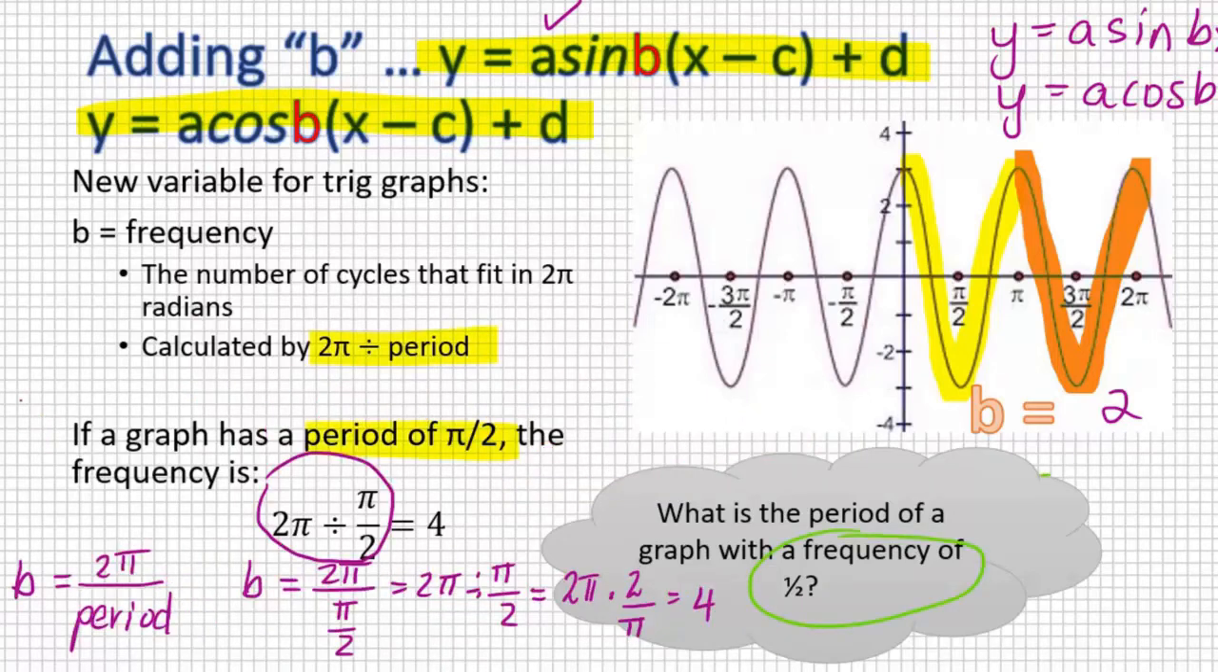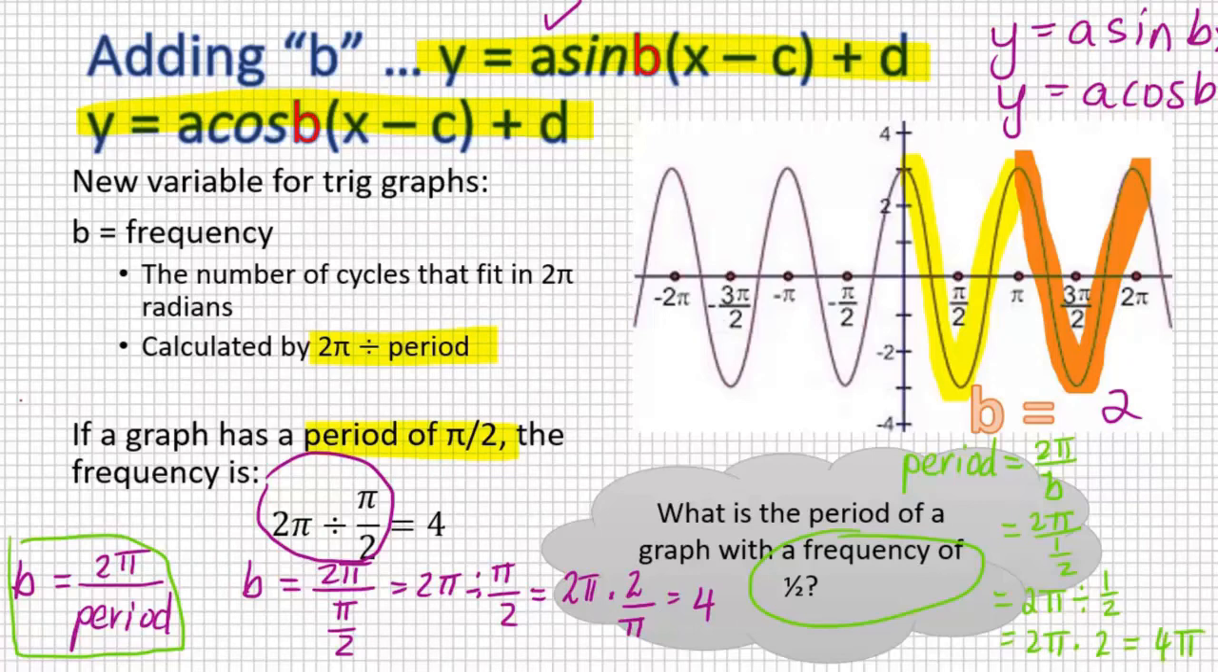If we're instead given the frequency, we can use the same formula to calculate the period. We'll simply rearrange the formula given on the left. To calculate the period, we take 2 pi and divide it by b. In the case of this question in the cloud, we have 2 pi divided by a frequency, a value of b, of 1/2. That's a complex fraction, so rewriting that as regular division gives us 2 pi divided by 1/2, and multiplication by the reciprocal gives us 2 pi times 2 over 1, and 2 pi times 2 is 4 pi.